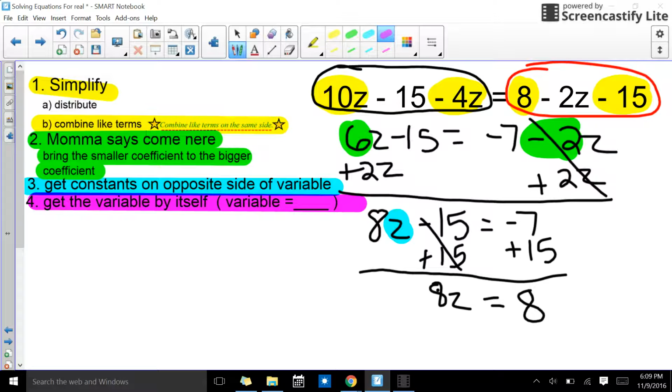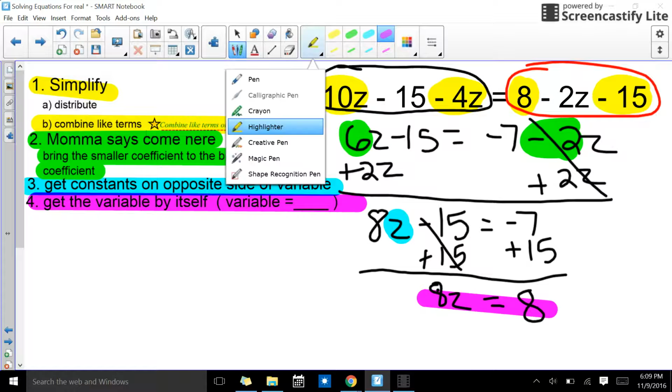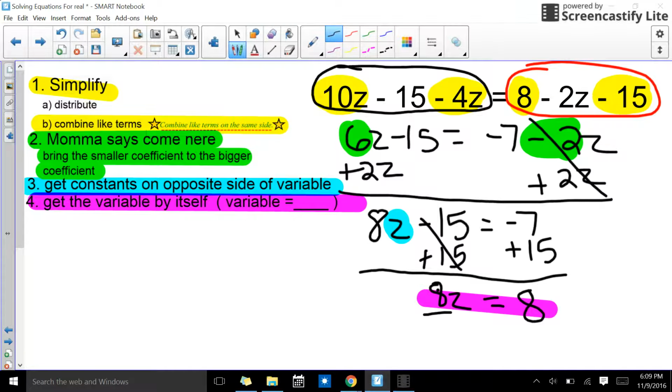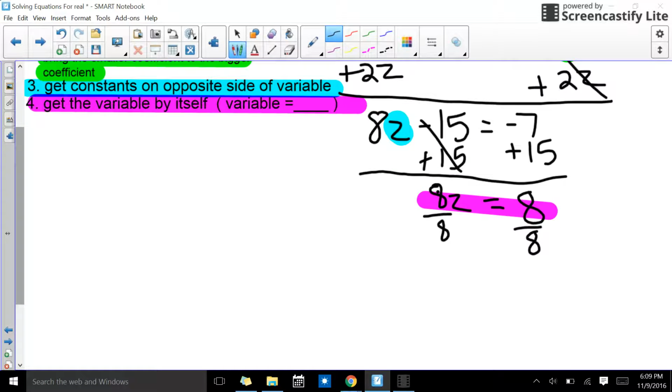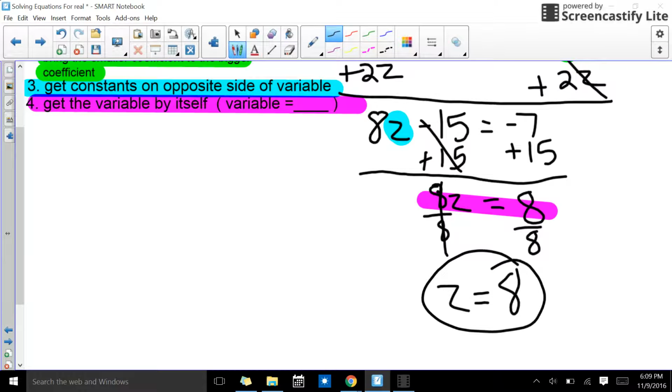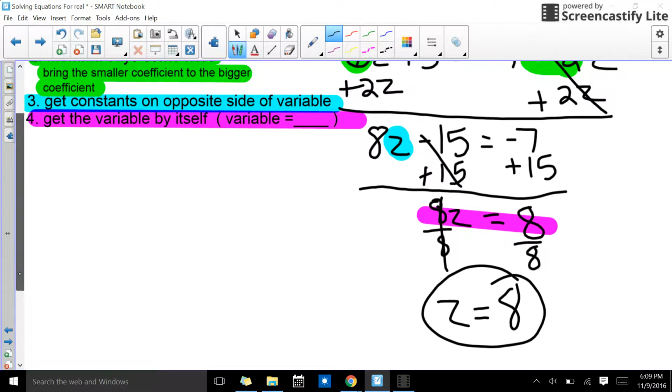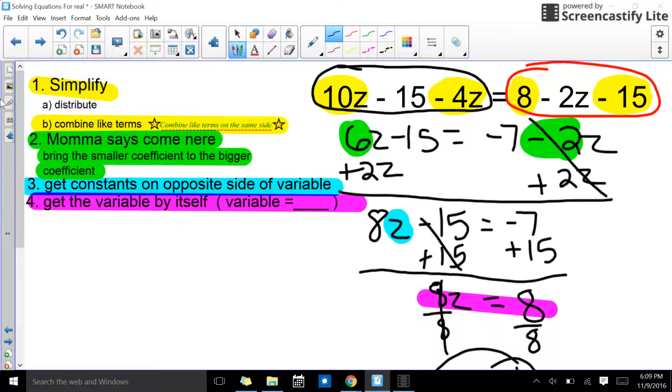Okay. So here we are. We are now getting the variable by itself. I'm going to divide by 8, divide by 8, and then that cancels out, z equals 1. Excellent. Let's look at the next problem.